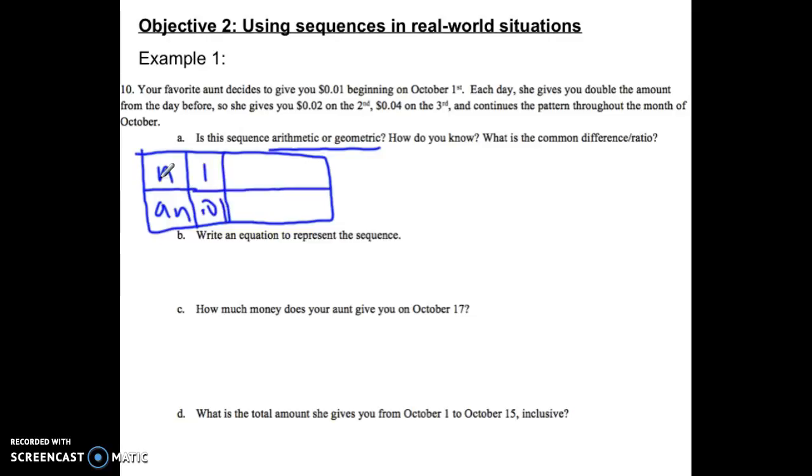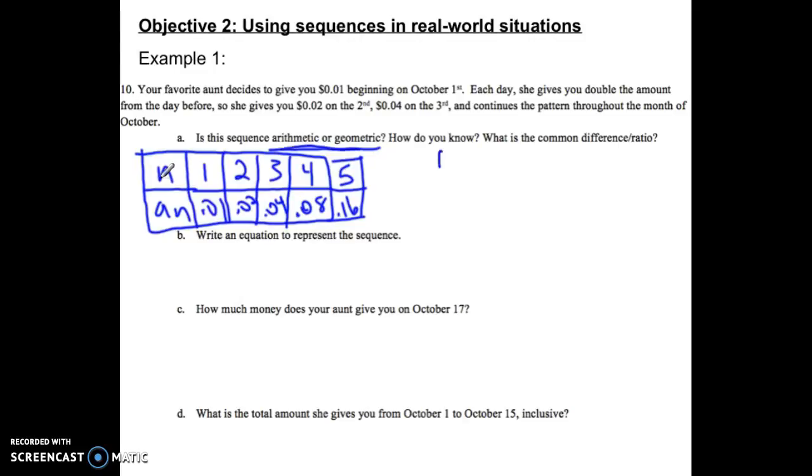Sorry, my smartboard's not working correctly. The second term, 0.02, just to represent this. Third term, it's going to double again, so 0.04. Fourth term, double of 4 is 8, so 0.08. Let's do one more. The fifth term is 0.16. So there's a table. Again, we practiced that skill before in objective 1, and it's necessary now because it just helps me visualize and helps me kind of see where to go with finding if it's arithmetic or geometric.